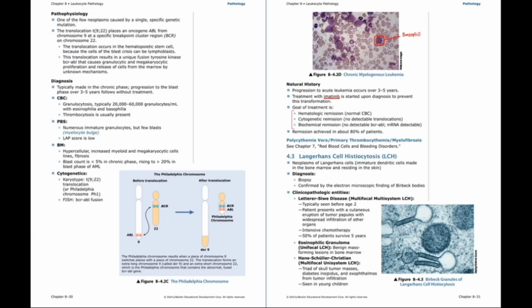For discussion of the other myeloproliferative diseases, please go to Chapter 7, Red Blood Cells and Bleeding Disorders.